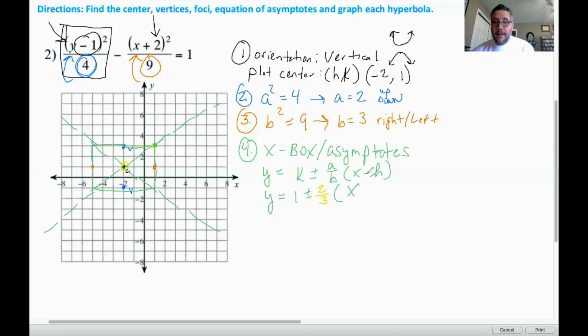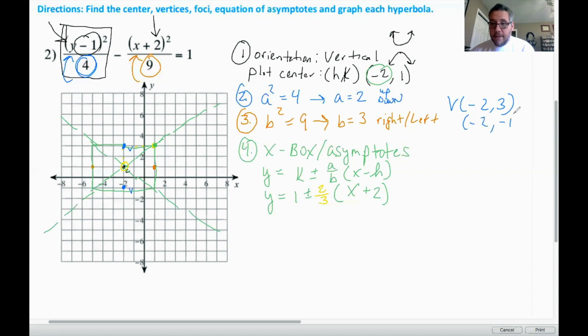Parentheses, x, the opposite of h. h here from the center was a -2, so the opposite of that is +2. That is the equation of the asymptotes. All right. One other thing we can do is I can go back. We can put in the coordinates of the vertices if we need to write that down. So the vertices, remember we had one here that was (-2, 3). And the other one is (-2, -1).